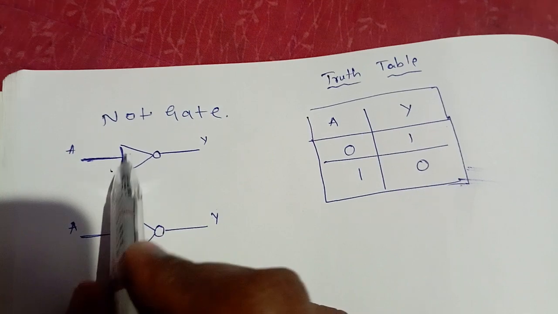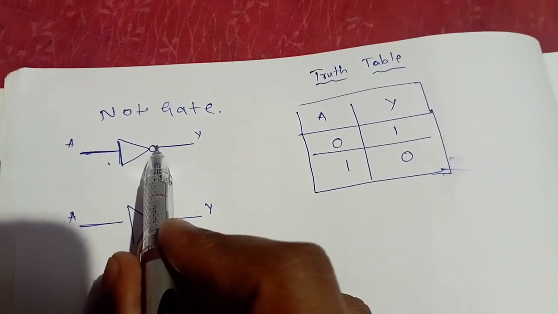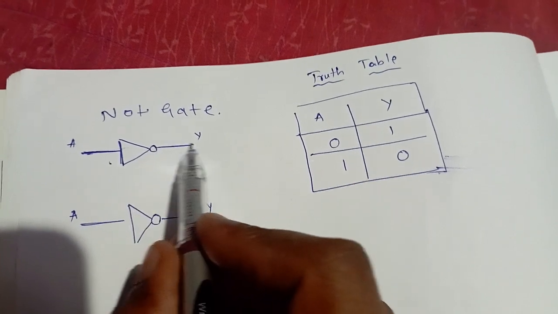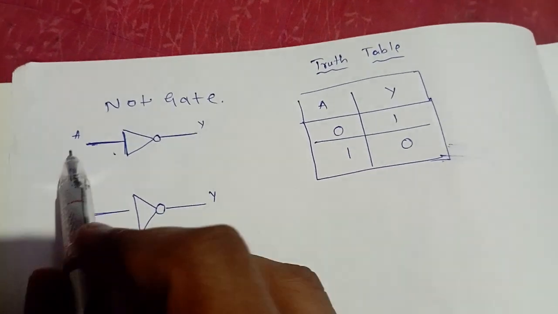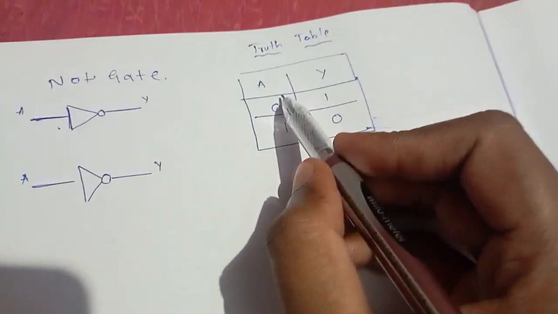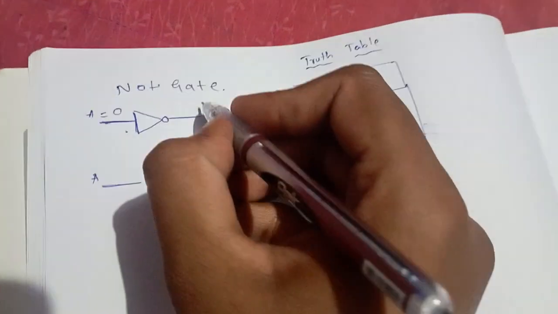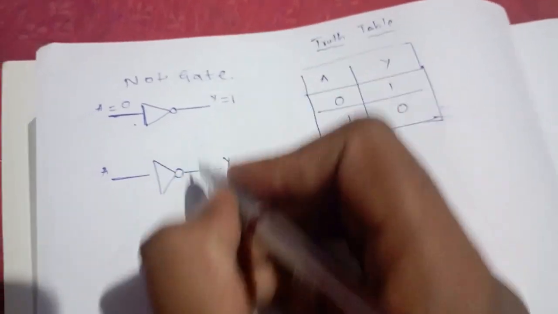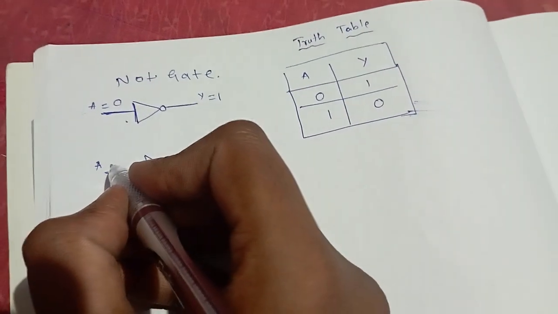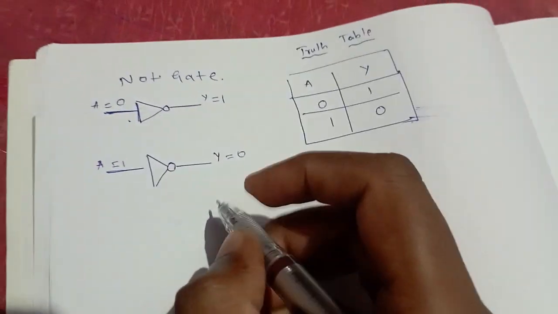one input, and this is a symbolic representation, and one NOT and output, one output Y, single input, single output. And this is a truth table. When you give the input as 0, you will get output as 1. And when you give the input as 1, you will get output as 0.